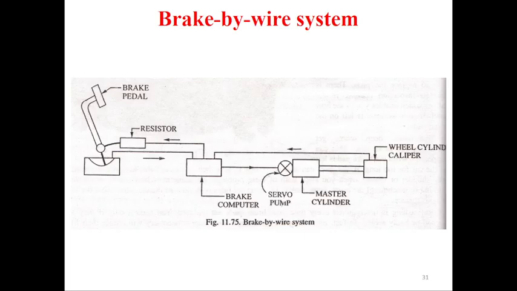The brake by wire system is shown here. When we apply the brake, the signal moves through the registers to a tank, and this is the brake computer. The brake computer is connected to the servo pumps, and these servo pumps are connected to the master cylinder with high pressure. The high pressure at the master cylinder moves the wheel with the help of the brake computer.